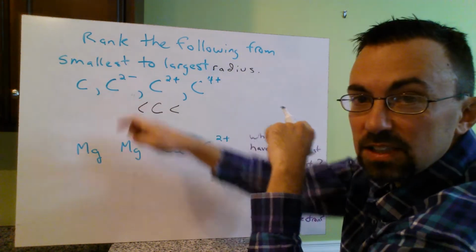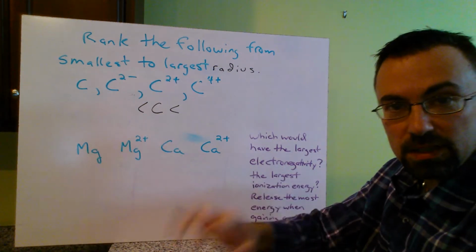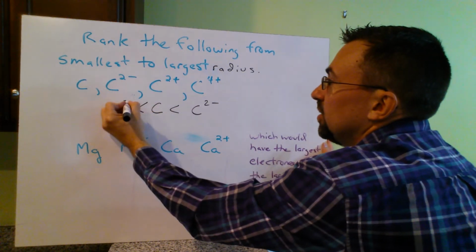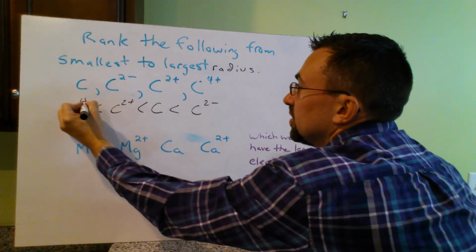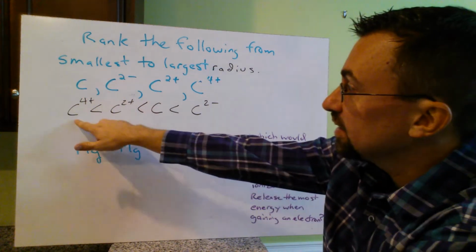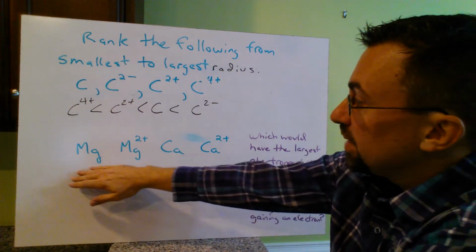Does adding electrons make it bigger? Let's use common sense. We add to something, does it get bigger? Absolutely. So if we take away things, it gets smaller, and if we take away more things, it gets smaller still. So you would just rank by charge, going from the most positive as the smallest to the most negative as the largest.